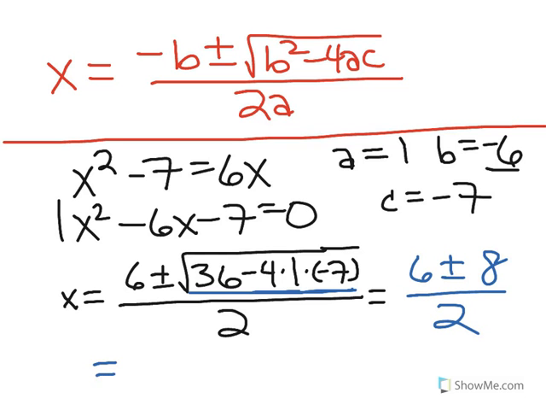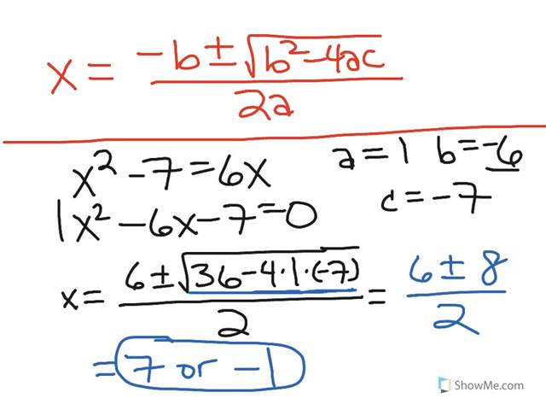Well, 6 plus 8 is 14, and 14 divided by 2 is 7. 6 minus 8 is negative 2. Yeah, that seems better. Divided by 2 is negative 1. So our solutions are 7 or negative 1. And put an or between them, and that's your answer.